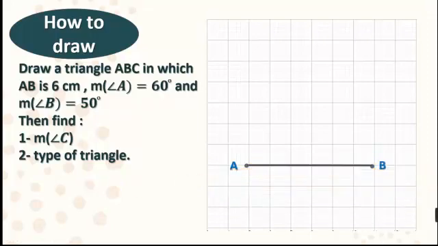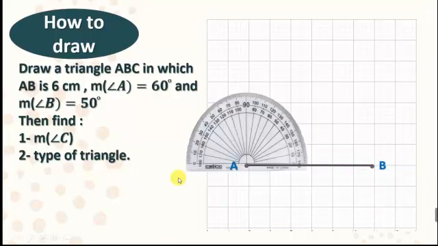and join them first. Now get your protractor. I will put it on point A because I'm going to measure angle A. This point in the middle of the protractor, I will put it on point A, and 0 on the 0. I have 0 here and I have 0 here.